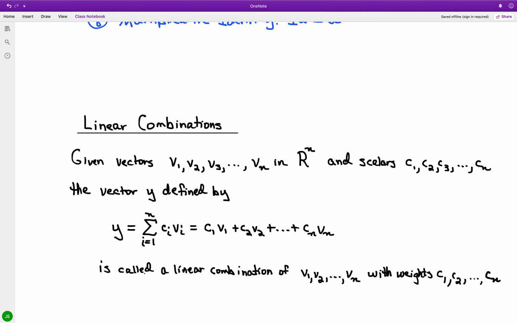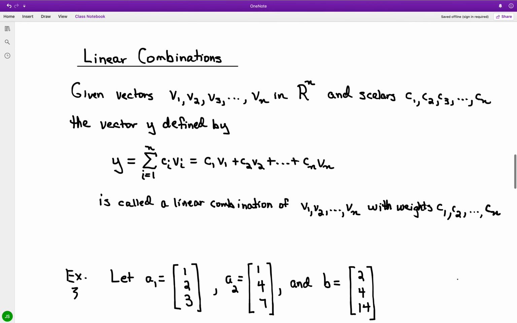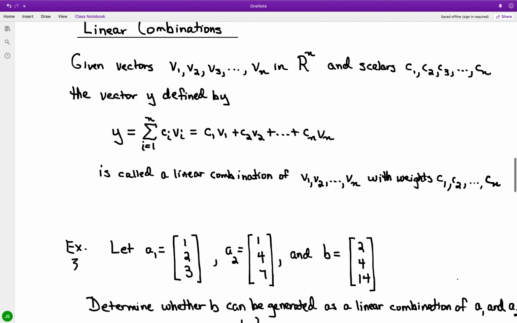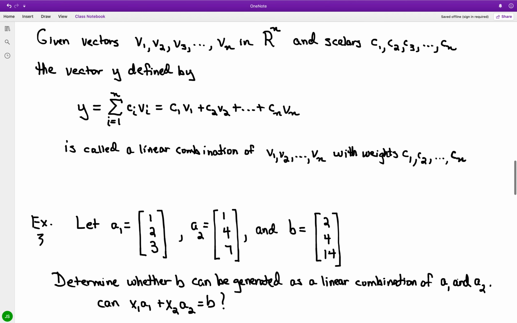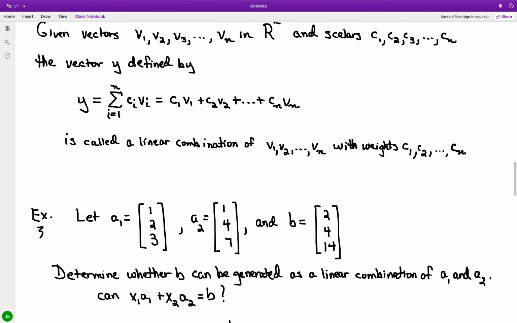And y is going to be referred to as a linear combination of these vectors with the weights from the scalars, where we have c1, c2 all the way up to cn. And you can have different letters for the vectors and the scalars. For instance, you could have a as a letter, and say that we have three vectors, so we have a1, a2, and we have b.